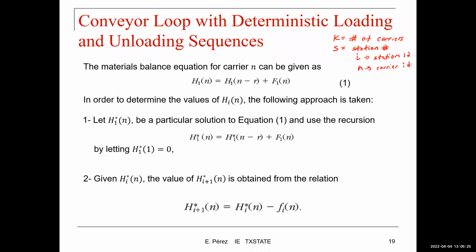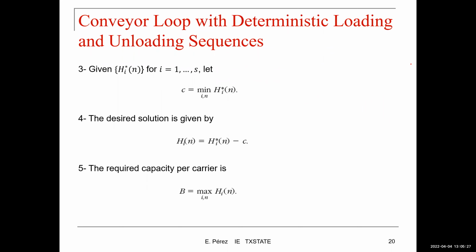So after we compute all the H star 1 I values, we can also find out what C is. C is going to be the minimum H star of I of N. And then using that parameter C, we're going to compute the values for HI without the star. And then B, which is the required capacity per carrier, is going to be equal to the maximum of all the values that we have found for each.